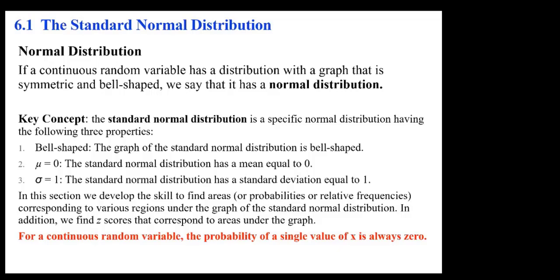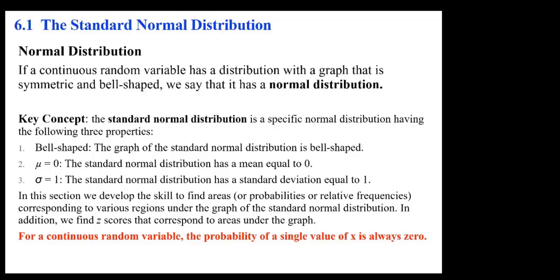1. Bell-shaped. The graph of the standard normal distribution is bell-shaped. 2. Mu is equal to 0. The standard normal distribution has a mean equal to 0. 3. Sigma is equal to 1. The standard normal distribution has a standard deviation equal to 1. In this section, we developed the skill to find areas or probabilities or relative frequencies corresponding to various regions under the graph of the standard normal distribution. In addition, we find z-scores that correspond to areas under the graph.